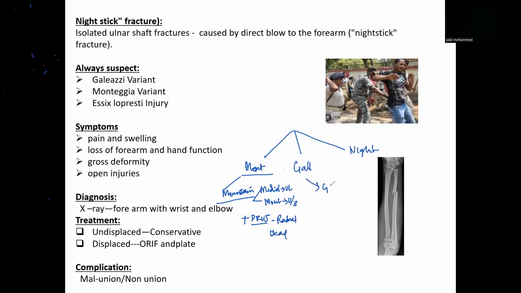Galeazzi, always remember ground. G for Galeazzi, ground. Ground is always lower. So lower third. Then we have R for radius. So it is combination of radius lower third fracture along with distal radio-ulnar joint disruption. So here we have proximal radio-ulnar joint. Here we have distal radio-ulnar joint. Nightstick is just isolated fracture of ulna. But when we have a nightstick fracture in your clinic, always suspect the variation of Monteggia and Galeazzi before labeling it as nightstick fracture.